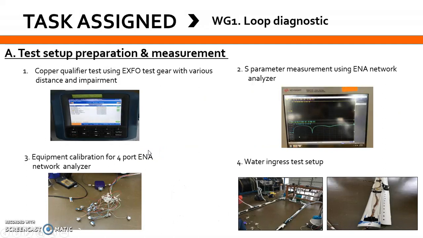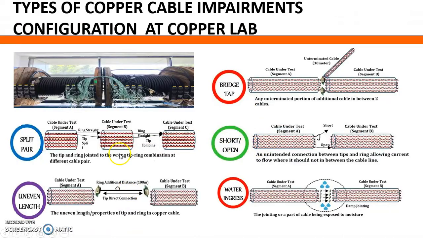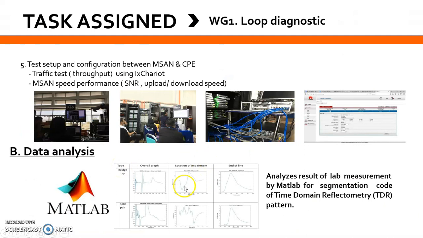Besides getting involved in the test setup, operation and measurement, I also got involved in the data analysis using the MATLAB software. The data analysis is based on a bit step, split pair, and also short, open and uneven length. After I get a graph from the MATLAB execution, I need to analyze the location of the impediment. For example, here you can see the location of the impediment is around 200 and 500. It is basically using the time domain reflectometer TDR pattern for this overall data analysis with the MATLAB software.